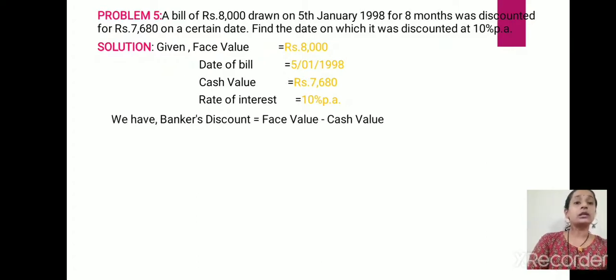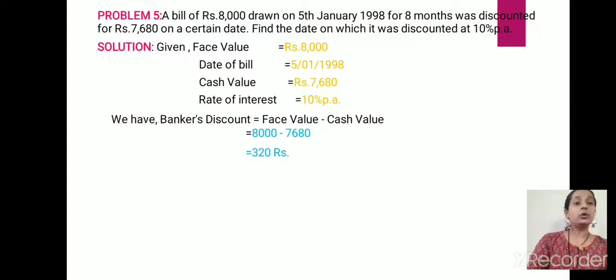Now what are the things we have to find? We have to find the date of discounting. If you see from the given data, what is the thing that we can find? We can find the banker's discount. So what is the formula of banker's discount? Obviously, the face value is the amount of the bill, and from it the bank paid some amount to the drawer. So face value minus cash value, that is 8,000 minus 7,680. So what is the banker's discount? 320 rupees is the banker's discount.